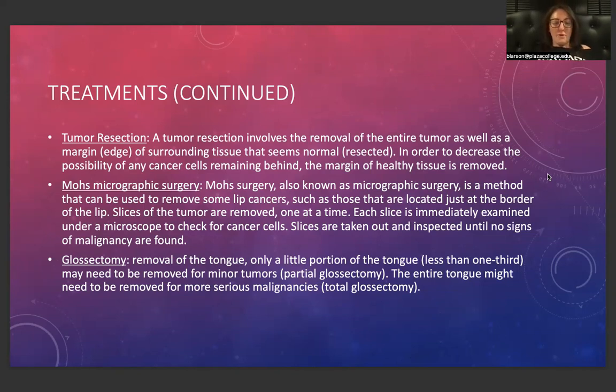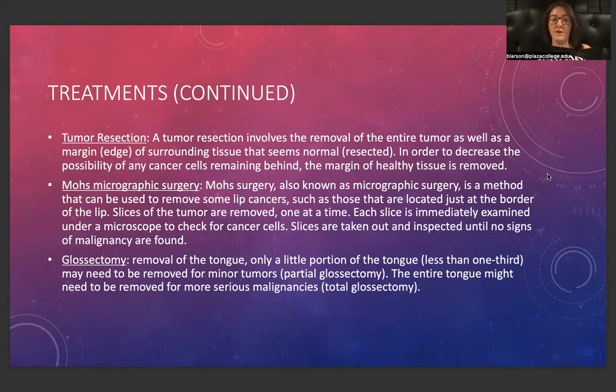Mohs micrographic surgery is also known as micrographic surgery. It's a method that can be used to remove some lip cancers, such as those that are located just at the border of the lip. Slices of the tumor are removed one at a time. Each slice is immediately examined under a microscope to check for cancer cells. Slices are taken out and inspected until no signs of malignancies are found.